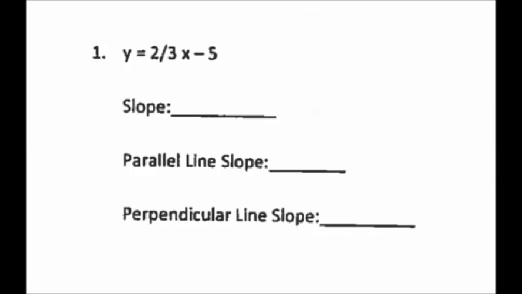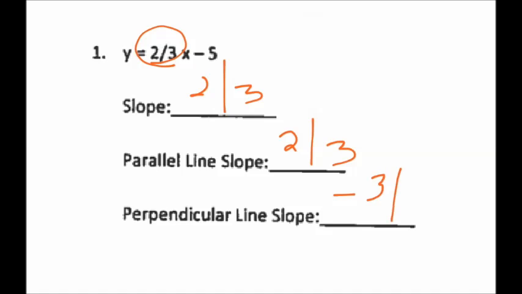So looking at number 1, they gave an equation. y is already by itself. That's a good thing. So your slope is the number in front of x. So for this one, it's 2/3. The parallel line slope would have to be the same thing, so it would also be 2/3. A perpendicular line slope needs 2 changes. Change the sign. It was positive, now it's negative. Flip the fraction. It was 2/3, now it's 3/2. And you're done.